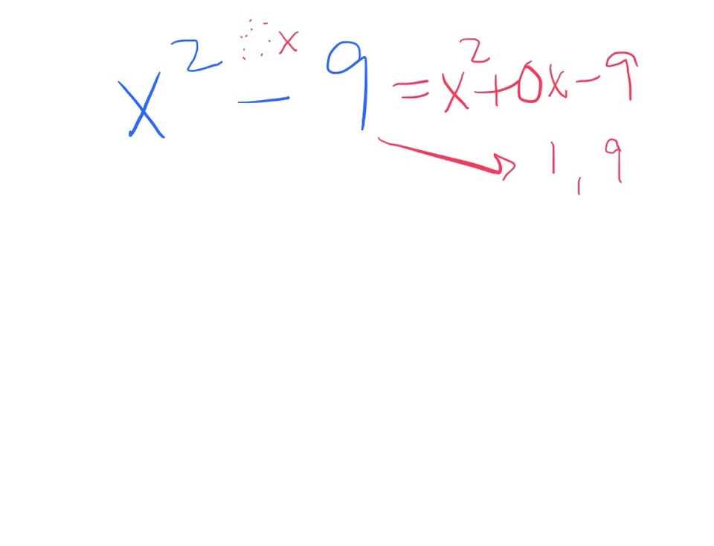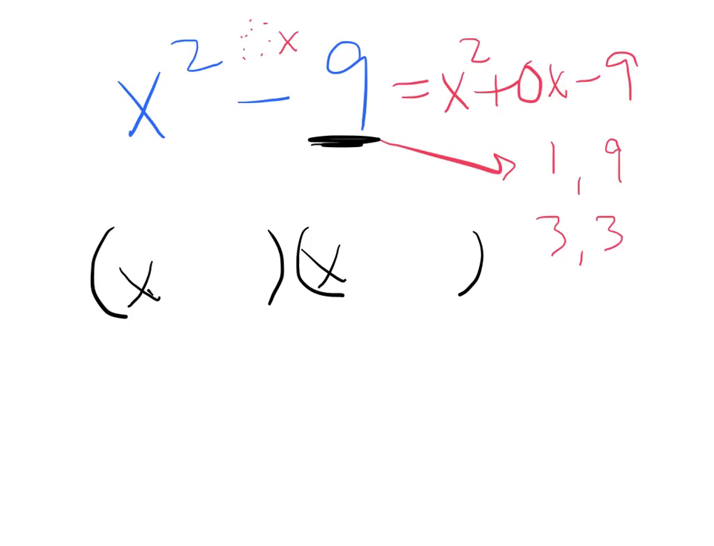So I have 1 and 9, 3 and 3. And then it's negative 9, so I have to think about the sign combinations there. But I want to add up to 0. I want something to cancel it out. So the way that I can do that is I can have it be x and x. I know, again, this is negative, so one is going to be positive, one's going to be negative to multiply to that.